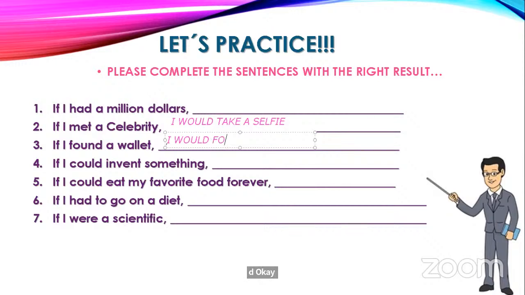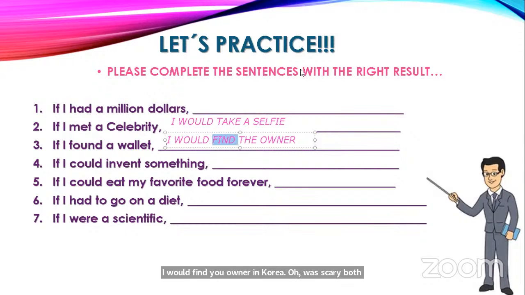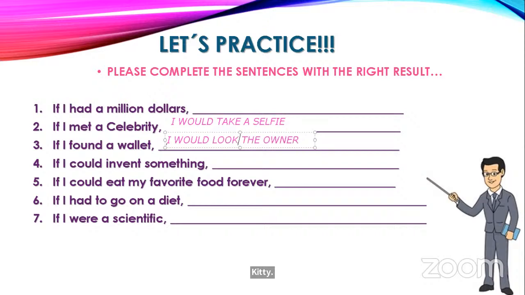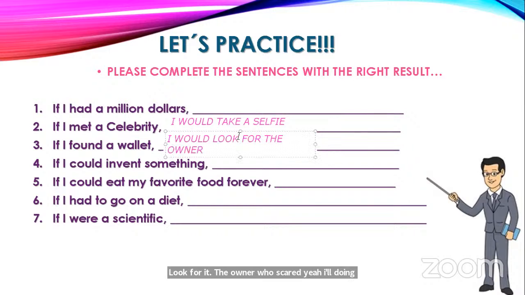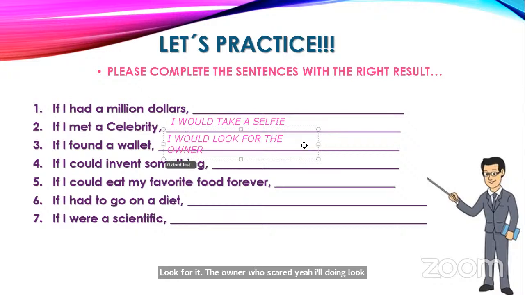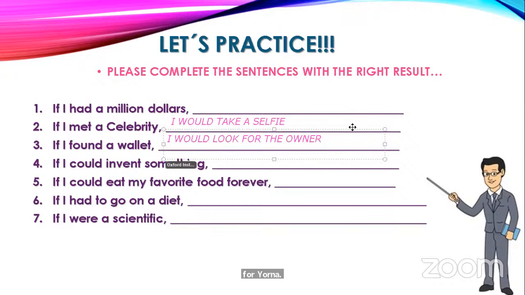Okay. You can say find, encontrar. I will find the owner. Encontraría el dueño. Okay. I would find the owner. If I found a wallet, I would find the owner. Encontraría el dueño. O buscaría, perdón, buscaría el dueño. Buscar también podemos usar el verbo look for. I would look for the owner. Buscaría al dueño. Okay. Thank you, Miss.